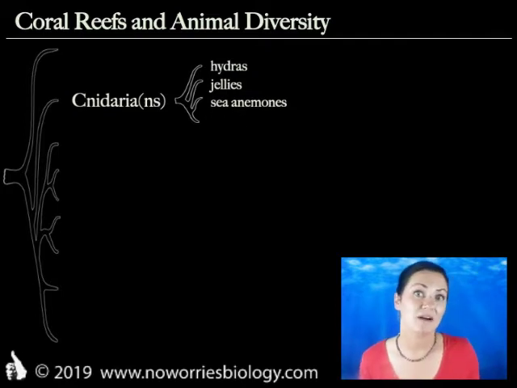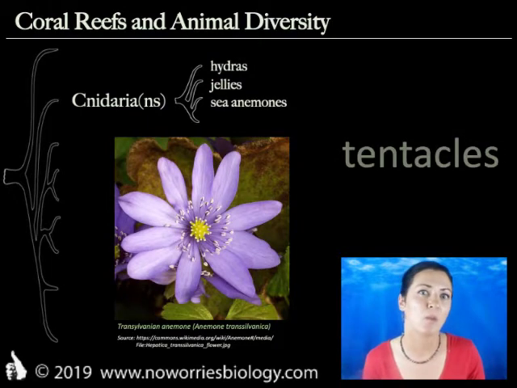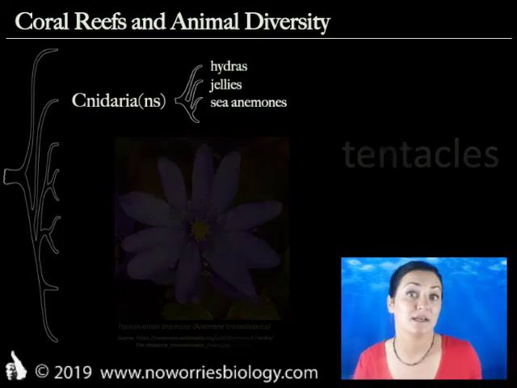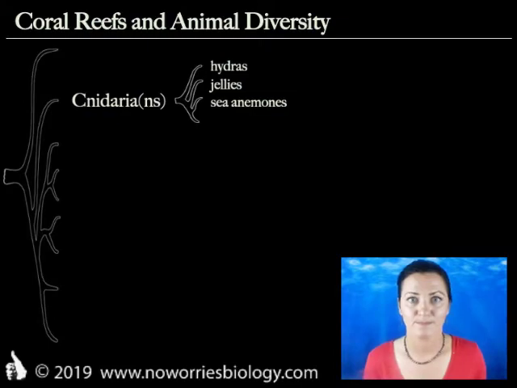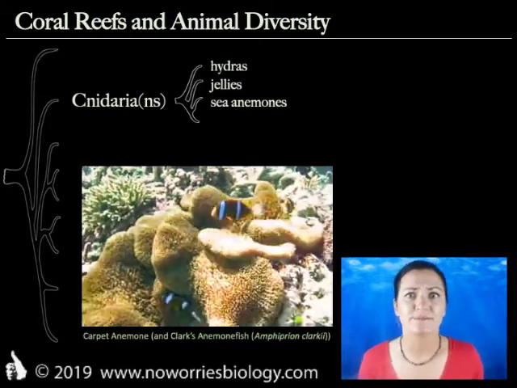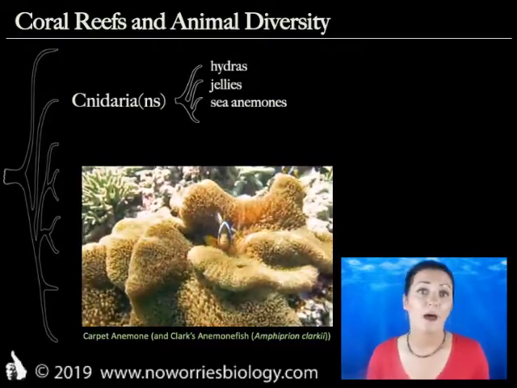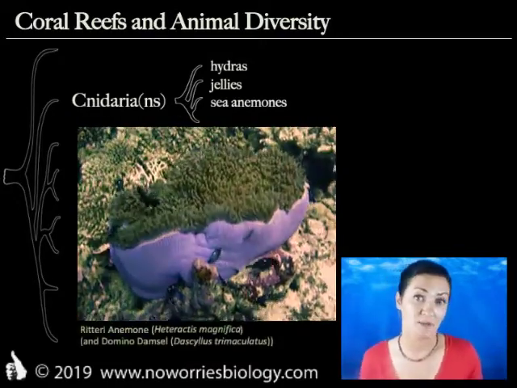They were named after the terrestrial anemone plant because their tentacles look somewhat like the flower petals of a plant, I guess. Sea anemones use these tentacles for feeding and to defend themselves. They come in many different shapes and colors. Here we see a carpet anemone, for example, and here the Rittery or magnificent anemone.